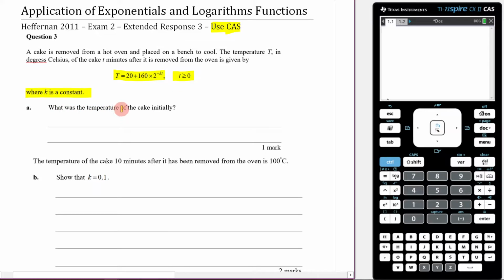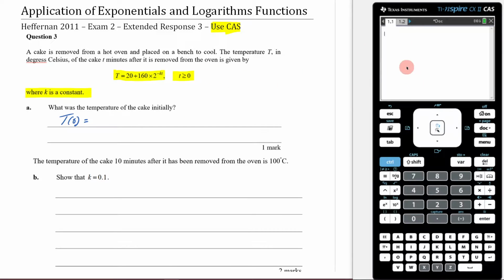What is the temperature of the cake initially? So to figure this out, what we're going to consider is, well, when is T equal to 0? So in other words, T of 0 is what? Well, we could just come straight to our CAS here and define this for ourselves. So we could say, all right, we've got T of X. It's 20 plus 160 times 2 raised to the K times X.